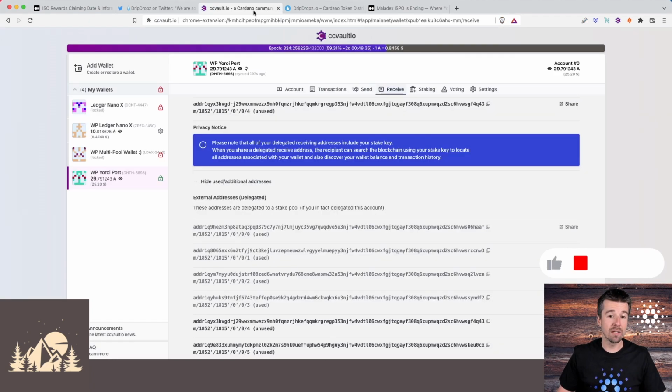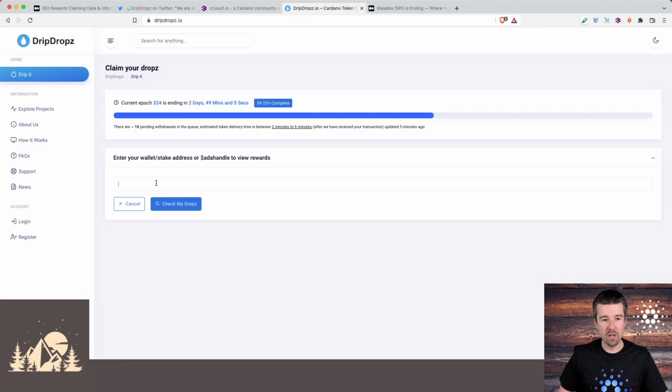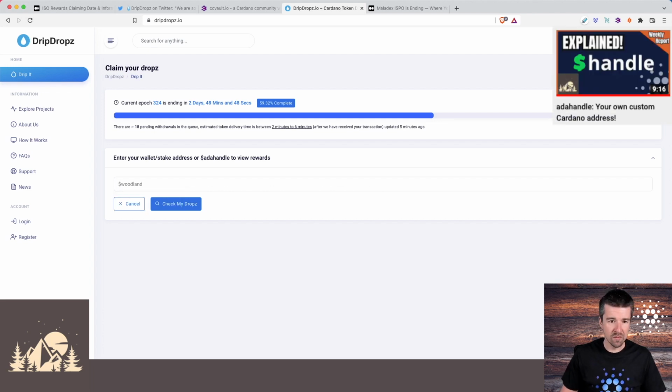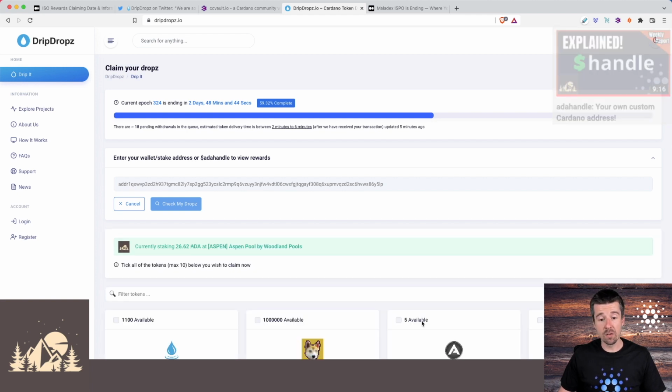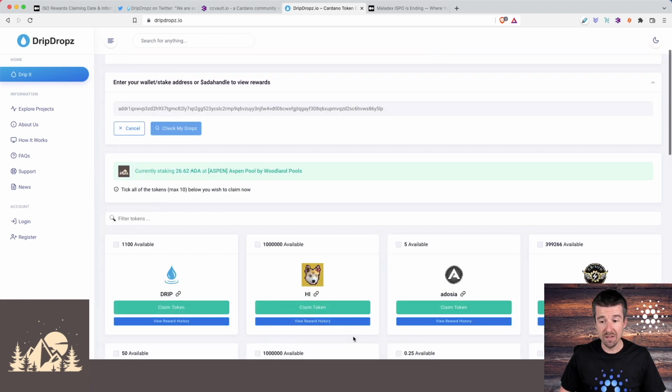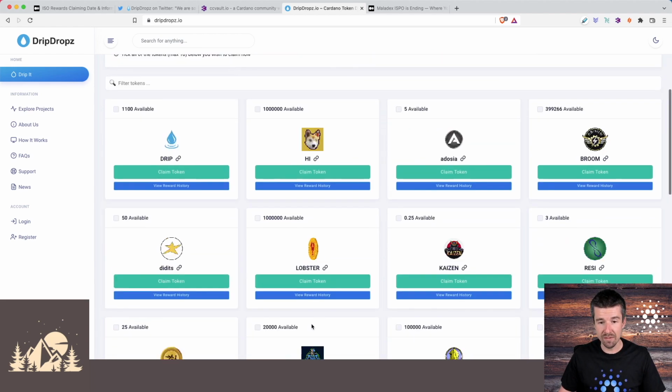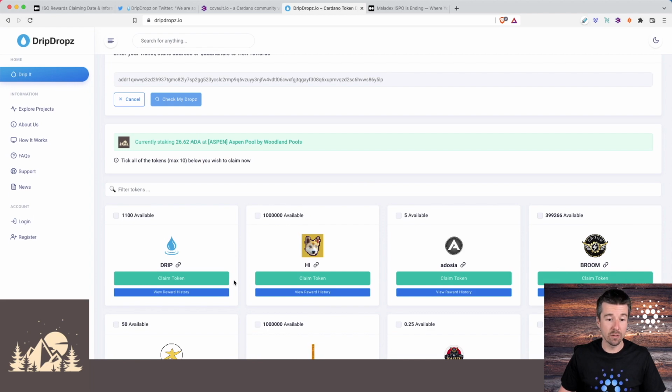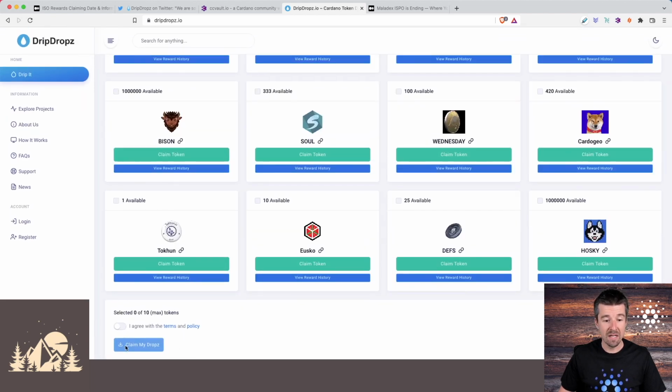You're going to want to come to your wallet and use the same wallet, obviously, that you used to delegate to the ISO. Come and grab one of your receive addresses in the receive section. Come over to DripDropz.io, and then here in this field, you can either enter that address that you copied, or if you have an ADA handle, you can enter that as well. So we're going to do Woodland here, say check your drops. We didn't delegate to the initial ISO, so you're not going to see SundaeSwap on here for us. But for you all, if you delegated, you're going to see Sundae as one of the options here in your list. So you'll just select all the tokens you want, including your Sundae tokens, come to the bottom and claim your drops, and you're good to go the way that you normally do on DripDropz.